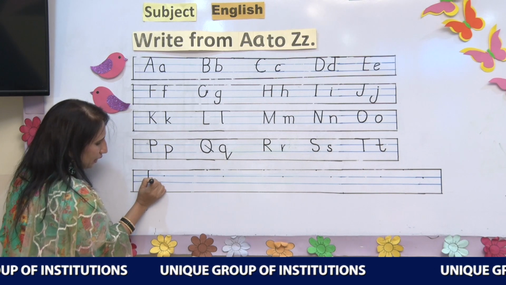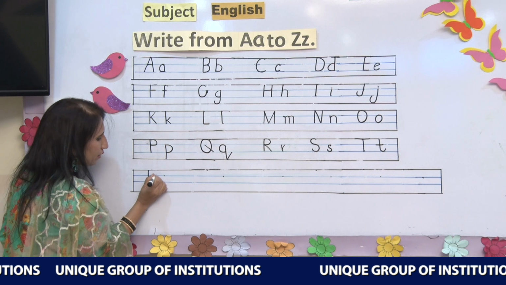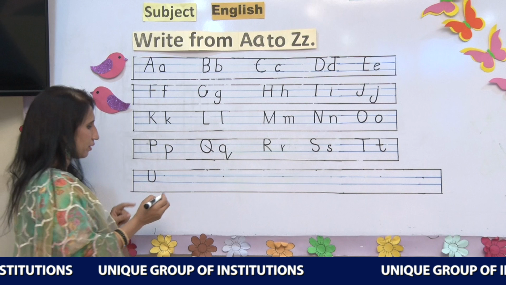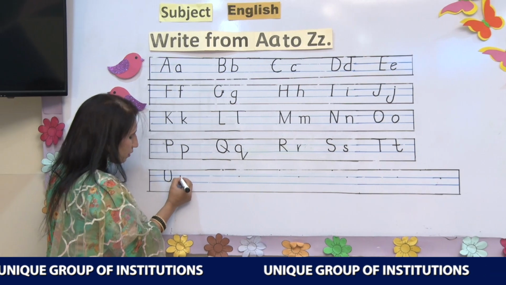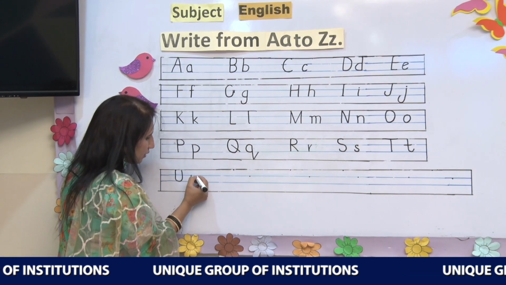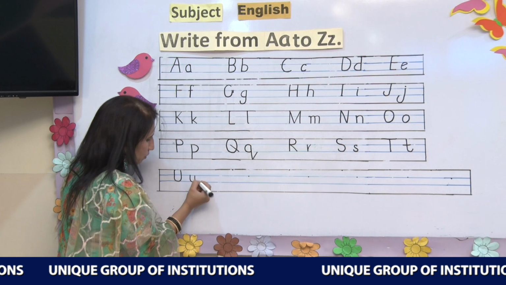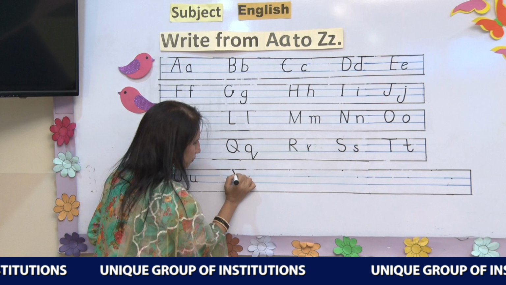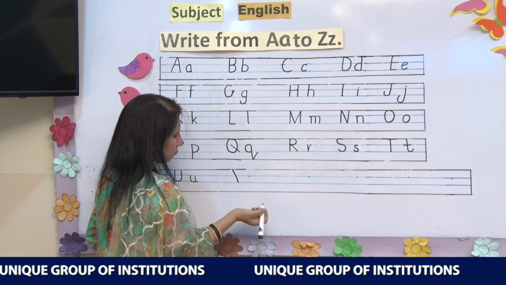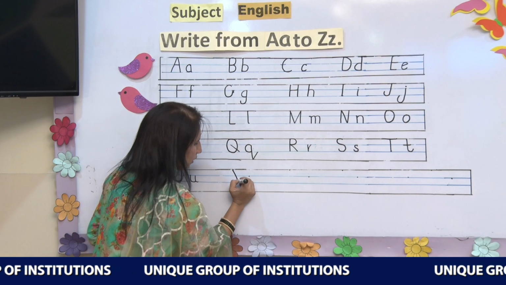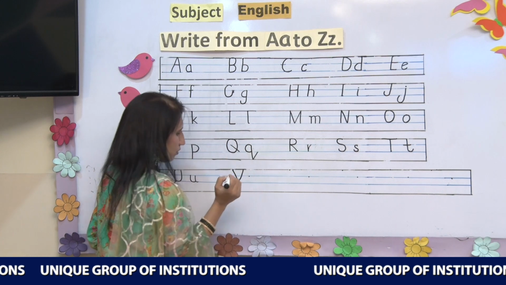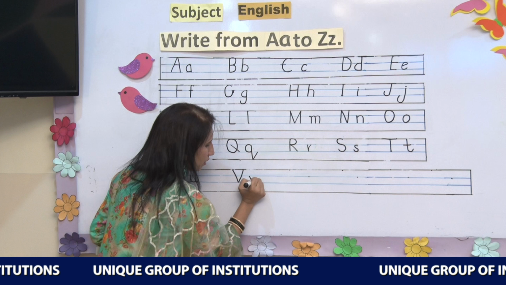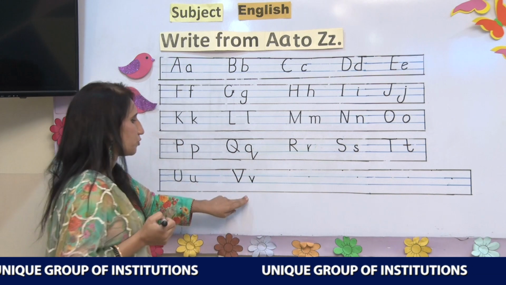For U, this is the capital U. Make a standing line, then round it, and then make a standing line again. This is the capital U. And for the small one, in the center of two lines, we make U like this. For V, make a slant line, 1 and 2. This is V in the first three lines, and this is V in the center of two lines.